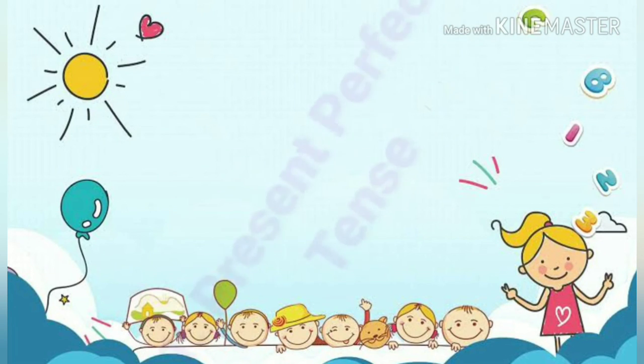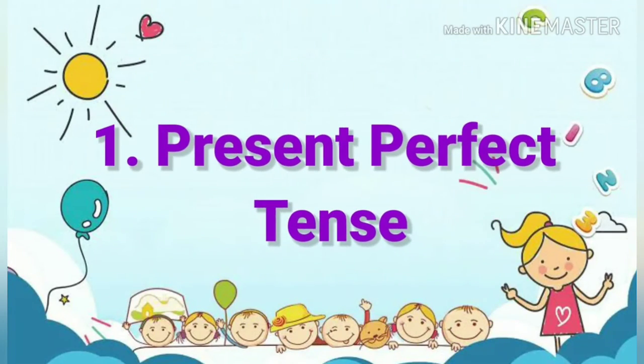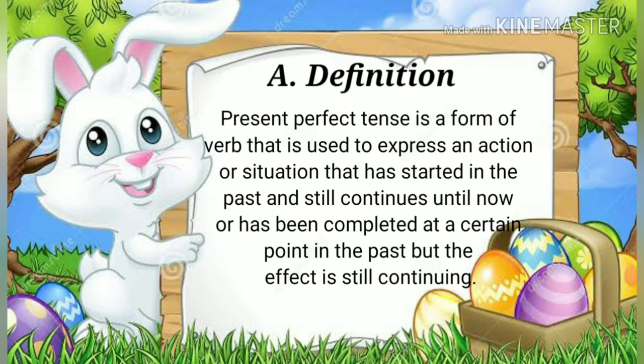The first, we will explain about present perfect tense. Definition: present perfect tense is a form of verb that is used to express an action or situation that has started in the past and still continues until now, or has been completed at a certain point in the past, but the effect is still continuing.